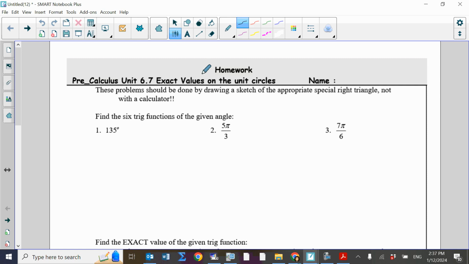Hi everyone, let's work on 6.7 exact values homework. I'm going to start with question number 2. We want to find the 6 trig functions of this angle, 5 pi over 3.